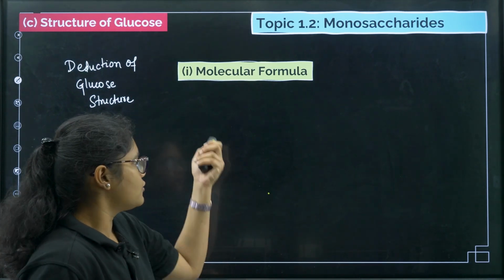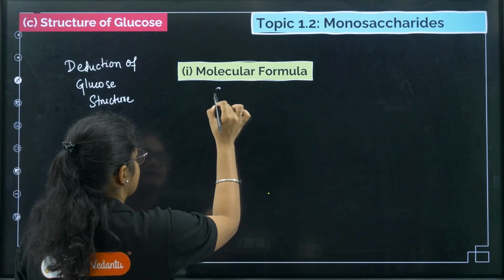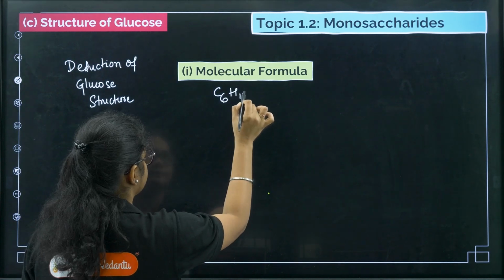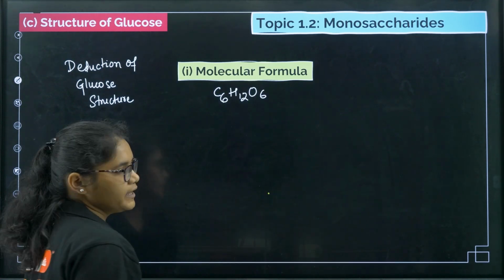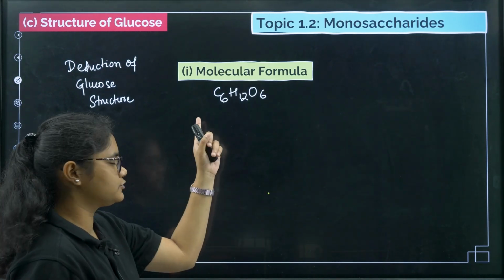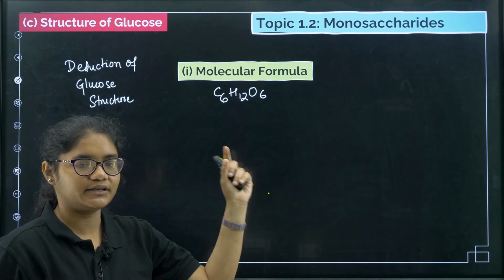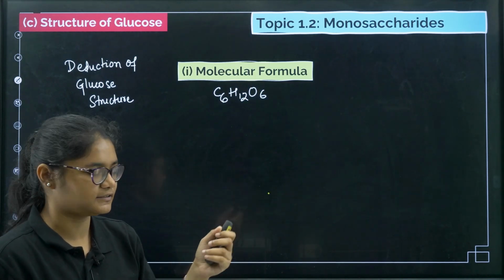So first is the molecular formula of glucose, so that is C6H12O6. So we know that in glucose there has to be 6 carbon, 12 hydrogen and 6 oxygen. That's the first thing we know.